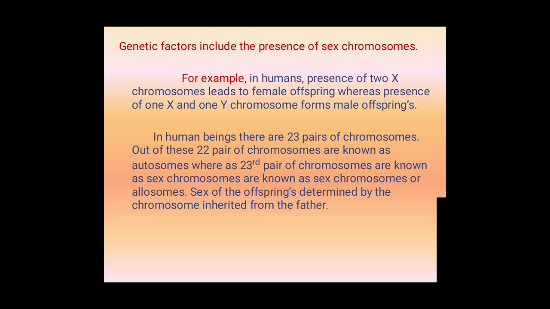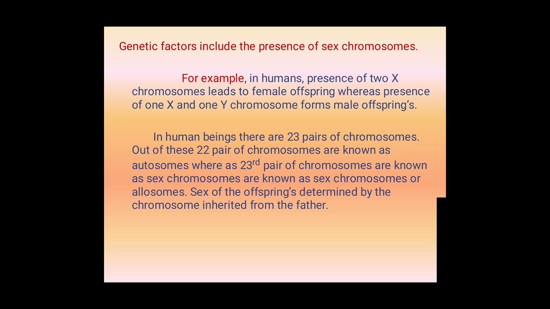Whereas the 23rd pair of chromosomes is known as the sex chromosomes. That means the 23rd pair only represents the male or female character in the newborn baby. We call them sex chromosomes, also known as allosomes. That means sex determining, referring only to the sex of the character. The 23rd pair of chromosomes is also called allosomes.